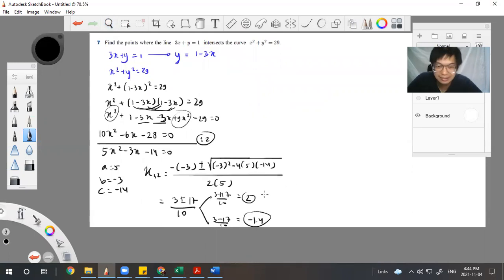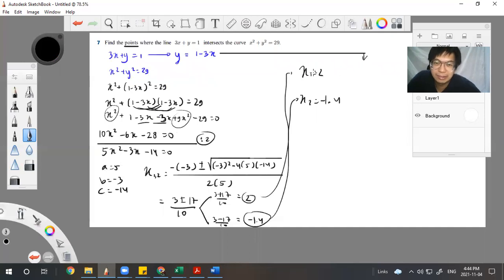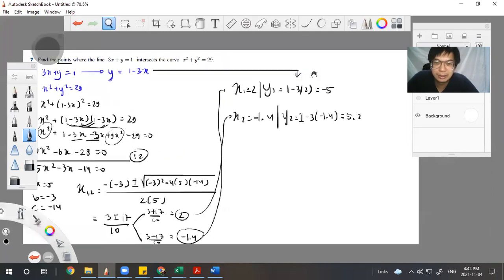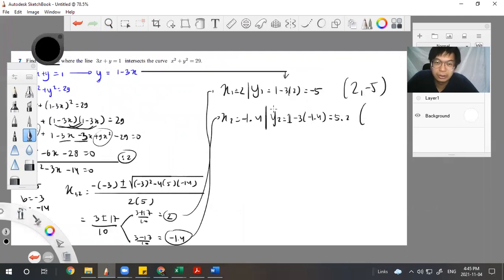You haven't got the y yet, right? So we have 2 points now. The x will be 2 or negative 1.4. You have to provide the y. So if x equals 2, y equals 1 minus 3 times 2, so y will be negative 5. And then y2 equals 1 minus 3 times negative 1.4, which is 5.2. So the answer will be 2 comma negative 5, or negative 1.4 comma 5.2.